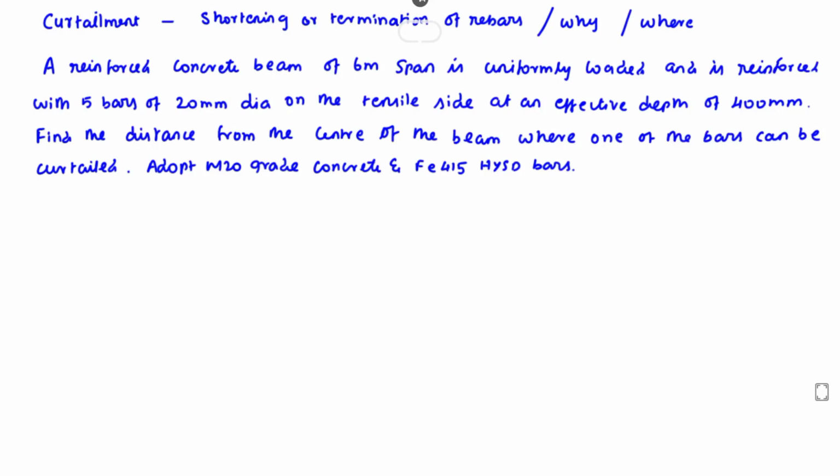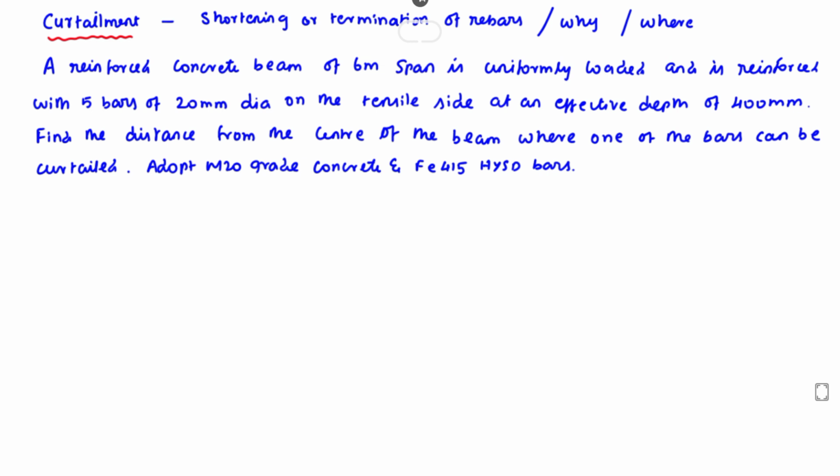Today we are going to see a topic related to the design of reinforced concrete structures: curtailment in the beam. Curtailment is the shortening or termination of the rebars wherever they are not required. In RCC design we have to consider economical design. Wherever that much steel reinforcement is not required, we can curtail the steel bars to reduce the reinforcement. That is called curtailment.